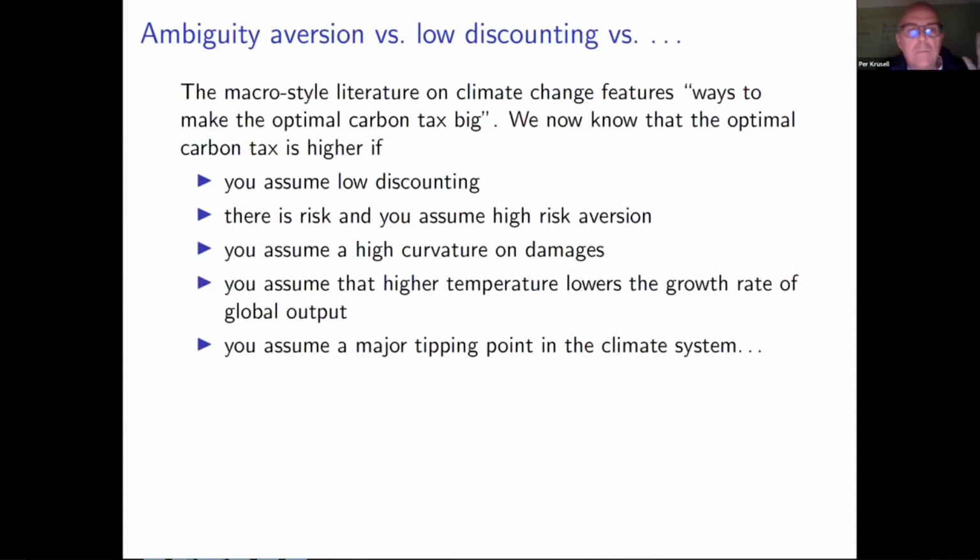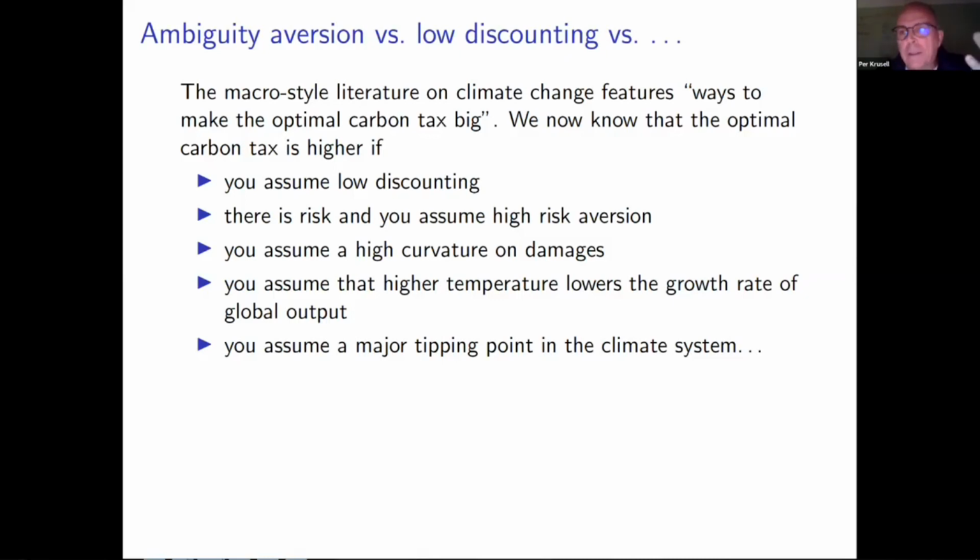More generally, I would like to anchor things a bit. So I'll be done momentarily. I would say, as a way of describing what macro people working in this area have done, and I am a macro person, unlike Mar, here's what I think they have done. They have thought of ways to make the optimal carbon tax become a big number. I think that's just a description of what they've done.